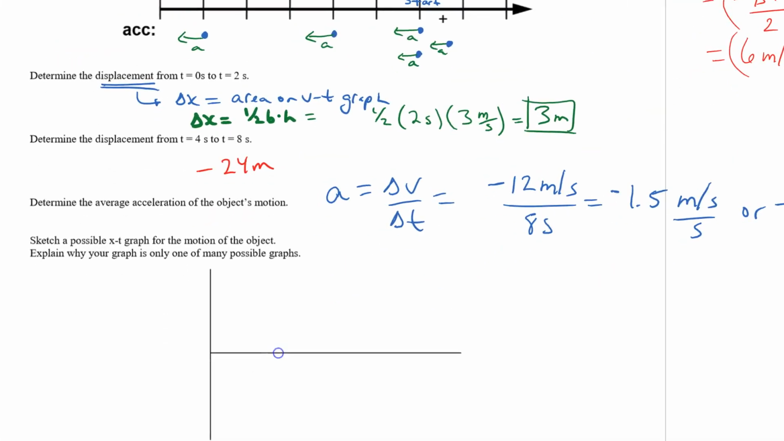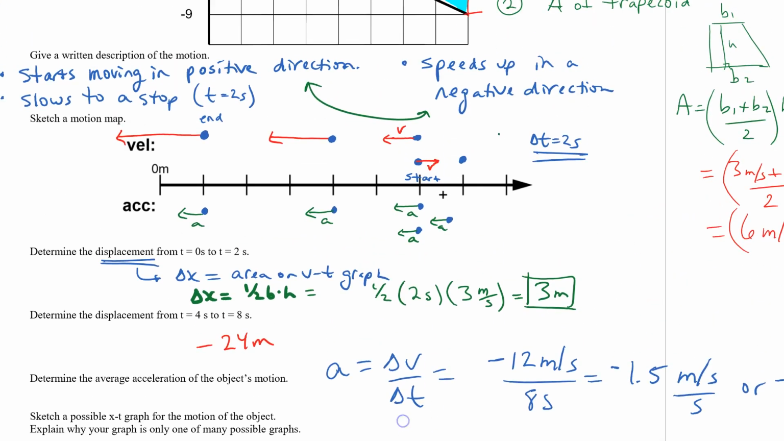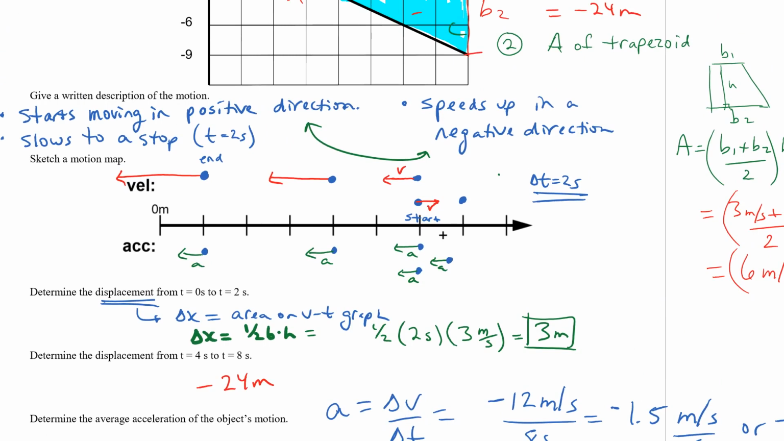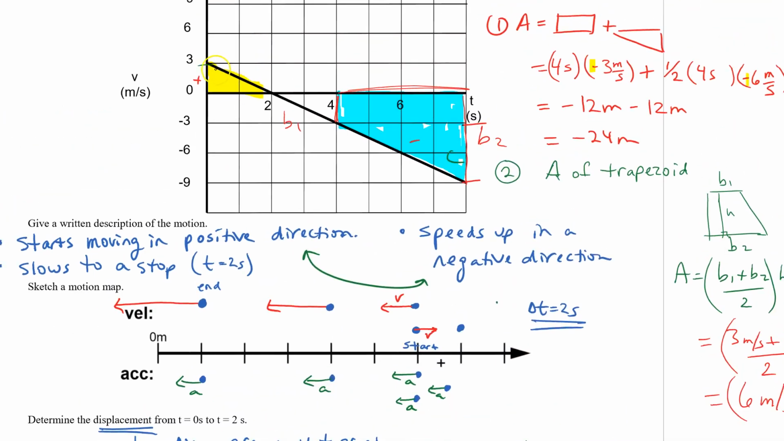Here the last question says, sketch a possible position time graph for the motion of the object and then explain why your graph is only one of many possible graphs. Well, it's just like when we made our motion map, we weren't sure where to start. So we started way off over here in the positive zone because we're only going in the positive direction for a little while and we're mostly going in the negative direction. So just to fit it onto our motion map, we started way over there. But it's indicating the fact that on a velocity time graph, it doesn't tell you where you start. There's nothing on here that says what your position is.